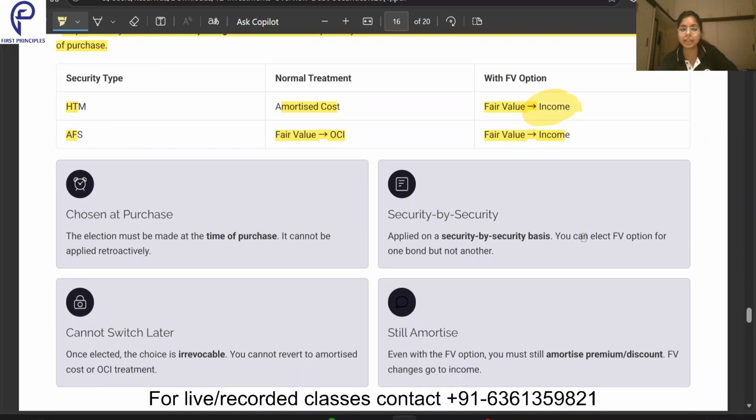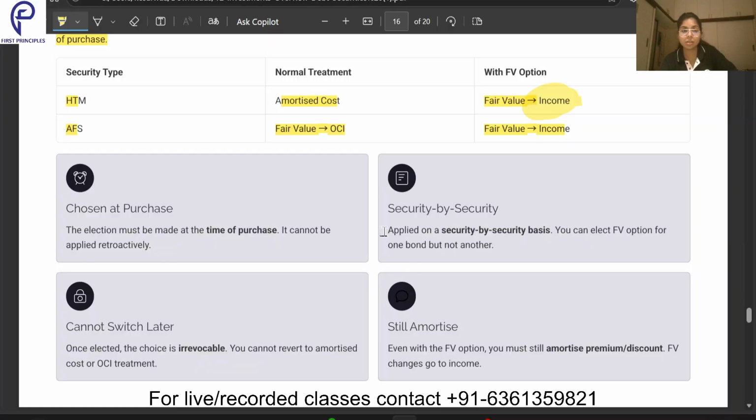So when do we elect the method of recording that particular asset? The election must be made at the time of purchase, and it cannot be applied retroactively. That means once we have purchased, that time only we have to choose it. Okay, then applied on a security by security basis. You can elect fair value option for one bond but not another.